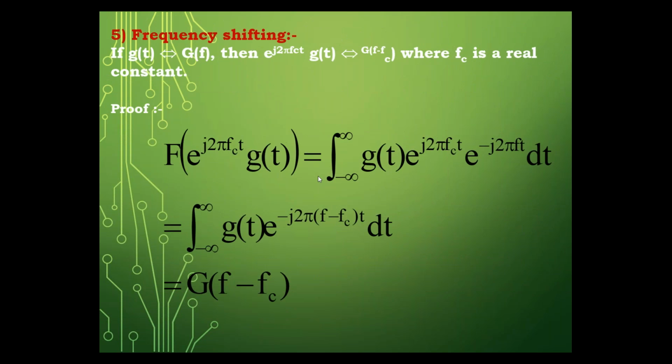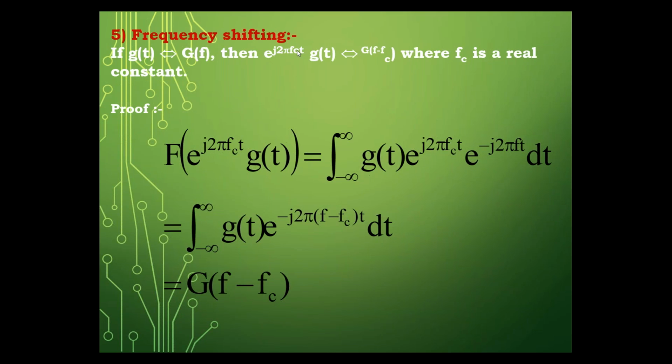Now we'll go for the next property. The next property is frequency shifting. Now please see this frequency shifting. There is a slight difference between time shifting and frequency shifting. Earlier in time shift, we considered that if I know the Fourier transform of g of t, which is G of f, and the inverse Fourier transform of G of f is g of t, then observe e power j2 pi fc t. Here fc, c is a suffix.